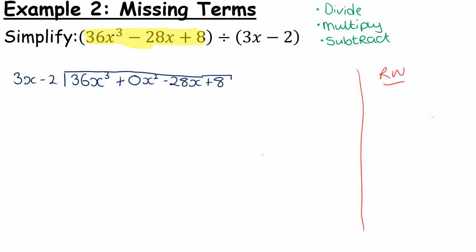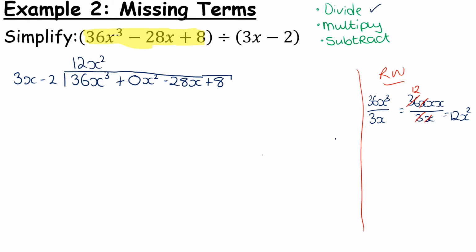Let's have our rough column. So we're going to do our divide first. So our divide is 36x cubed divided by 3x, which gives me 36x all over 3x. So definitely an x will cancel. I know 3 goes into 36 12 times, so what I'm left with is 12x squared. So we have 12x squared here, so we've done our divide part.